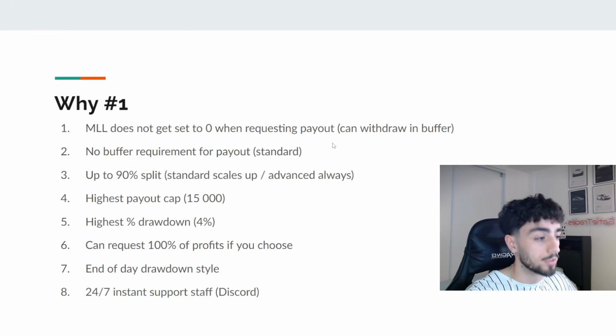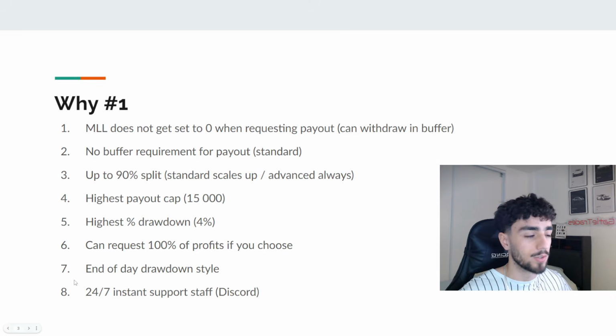With other firms, you cannot. You usually have to build a buffer. They have end-of-day drawdown style. So firms like Apex, Take Profit, which by the way, I'm not hating on any of these firms.